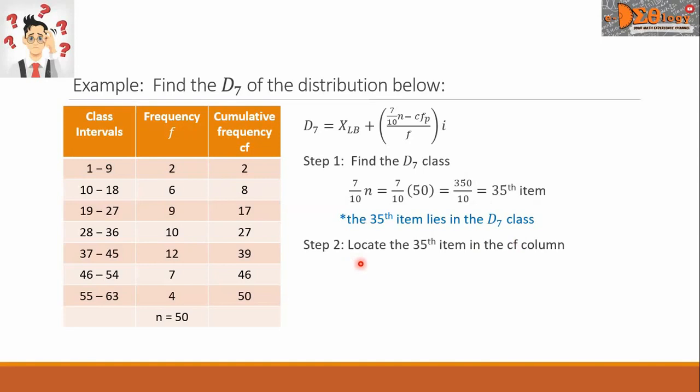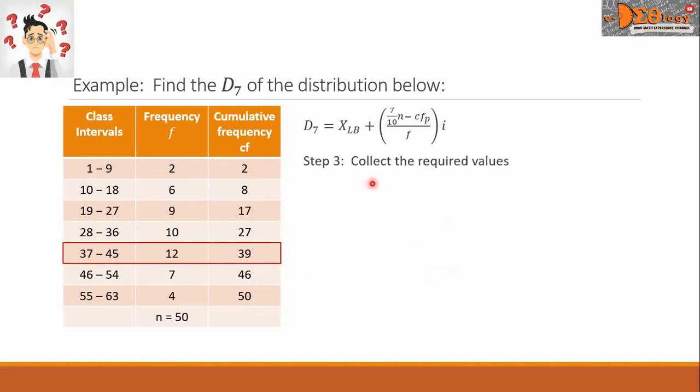Step 2, let us locate this 35th item in the CF column. Take note that our numbers for the CF column are increasing as we go down. Looking for the 35th item, it belongs in this class. So we say that 37 to 45 is the 7th decile class.